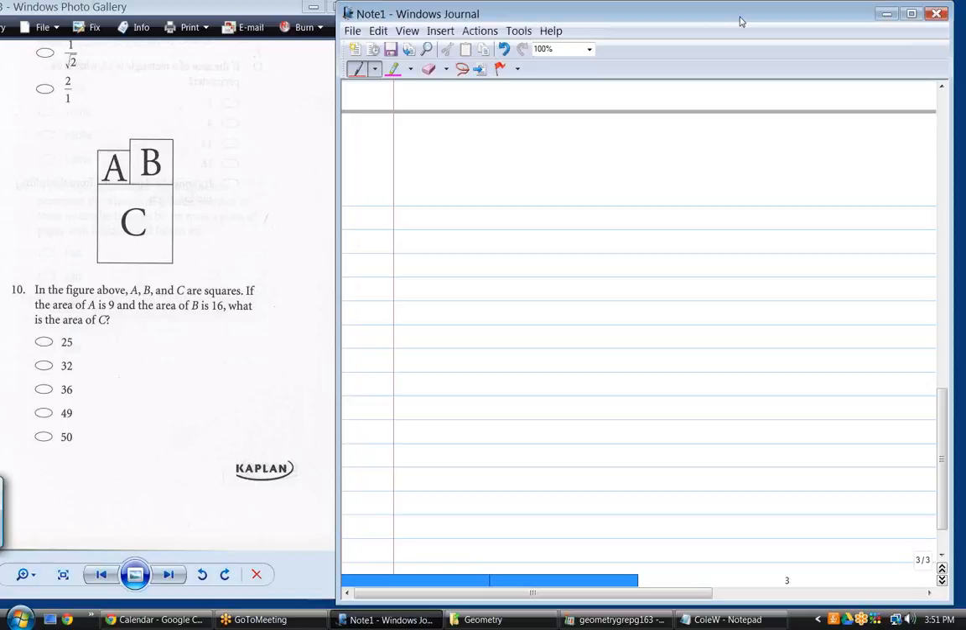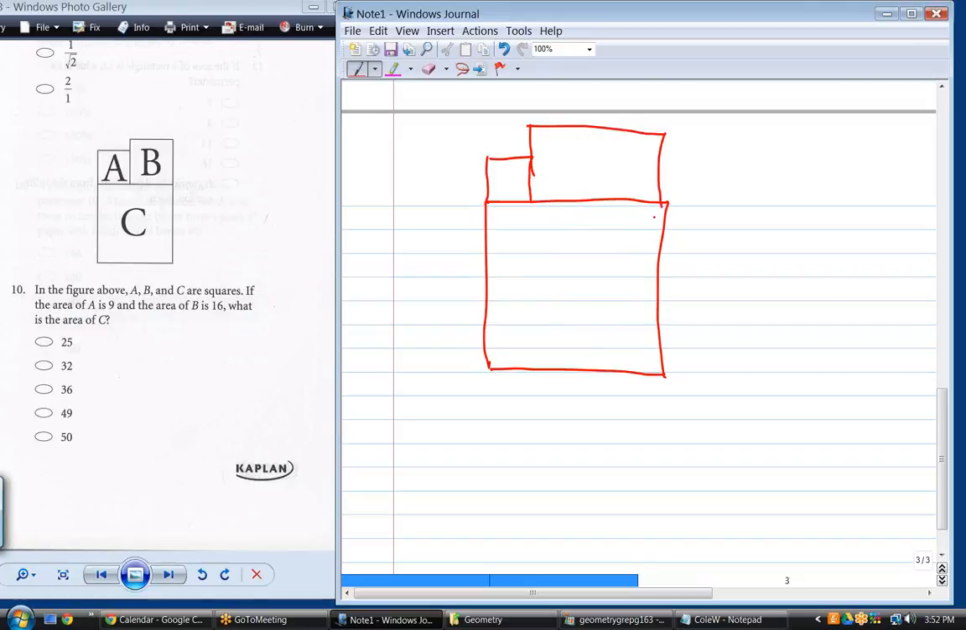All right, another problem about squares. They want to know what the area of C is. Well, to know the area of C, I need to know one of its sides. They tell me the area of A, and they tell me the area of B.